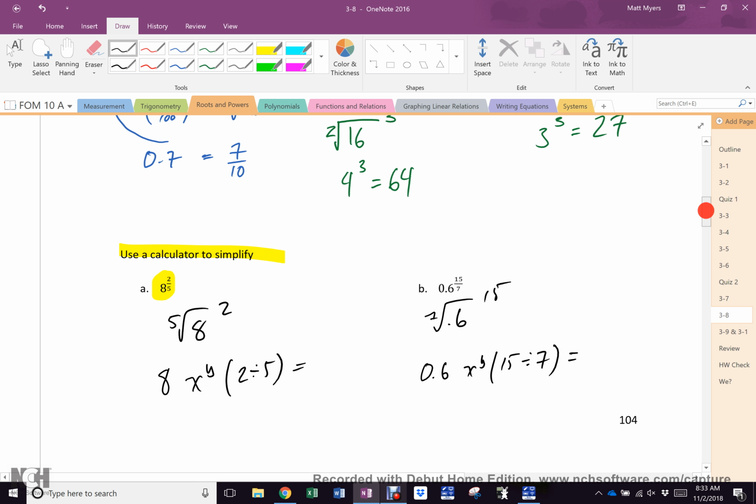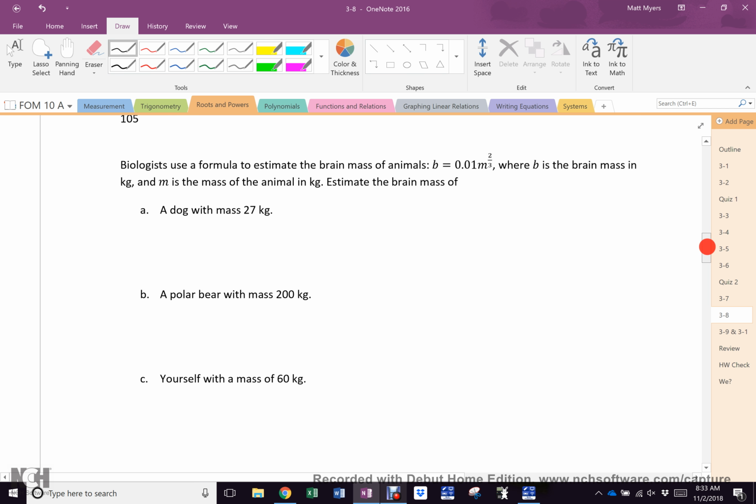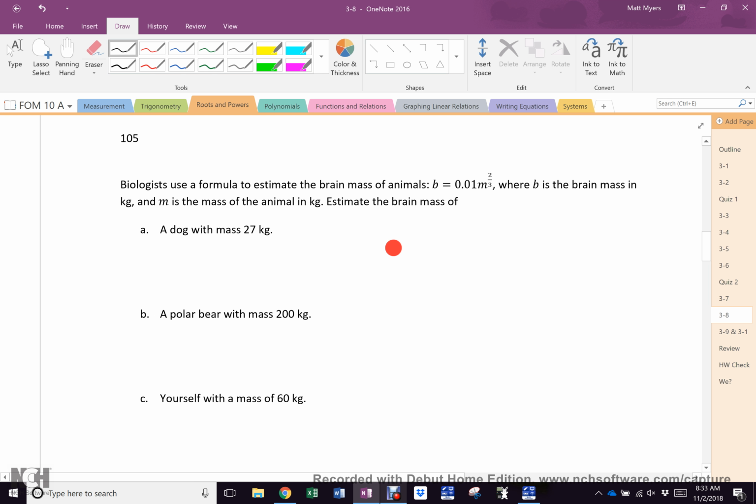Now turn the page over, and we're going to do this. One of these is doable. 2 of them need your calculator. Which one is doable? A, B, or C? Just look. Don't do it. Just look and tell me which one is doable.